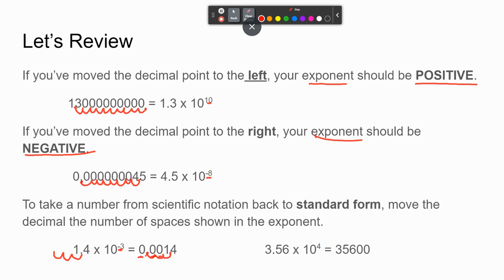In this example, I had to move the decimal 4 places to the left to get it where it is now. So I'm going to simply move it 1, 2, 3, 4 places to the right to get it back to where it was. And again, if I check, I should be able to take the imaginary decimal point 1, 2, 3, 4 places. Yep, that makes it correct. So we fill in our empty spaces with zeros and we get 35,600 is our original number.